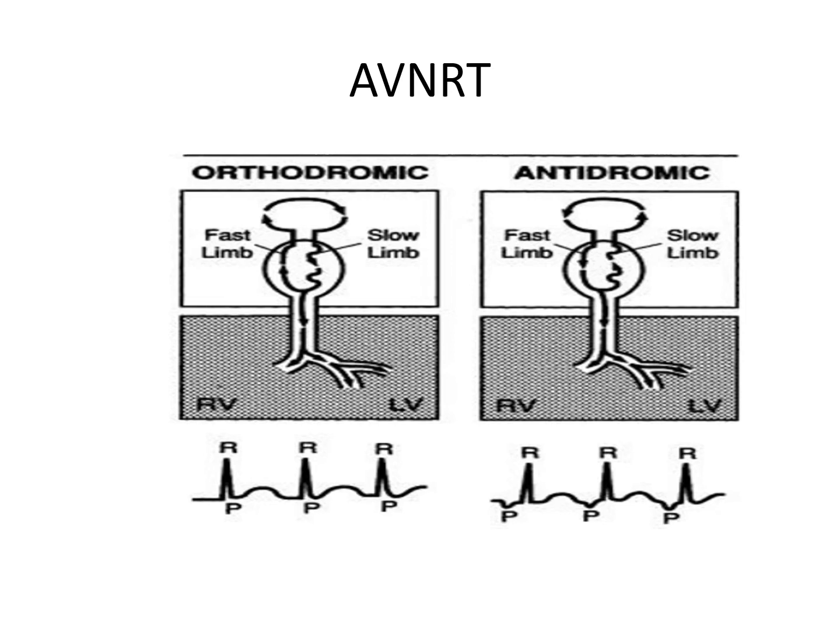So if the impulse is traveling anterograde in the slow limb, it is known as orthodromic, whereas if it is traveling retrograde in the slow limb, it is known as antidromic pathway. Let's discuss subsequently what happens in these rhythms.